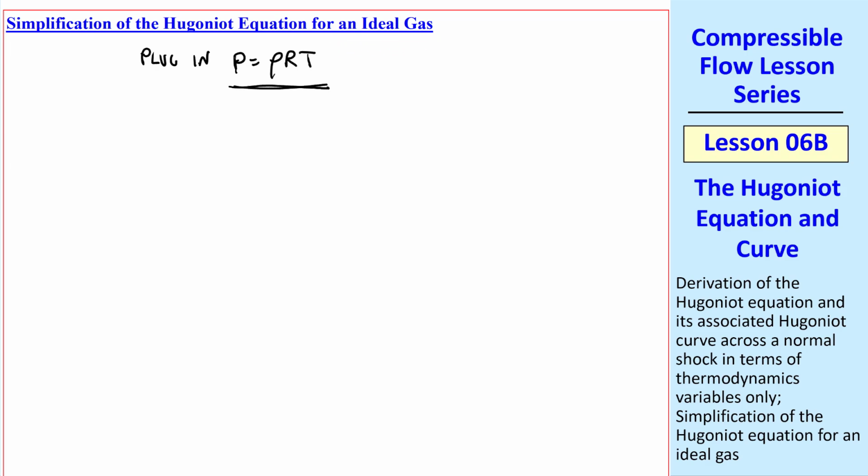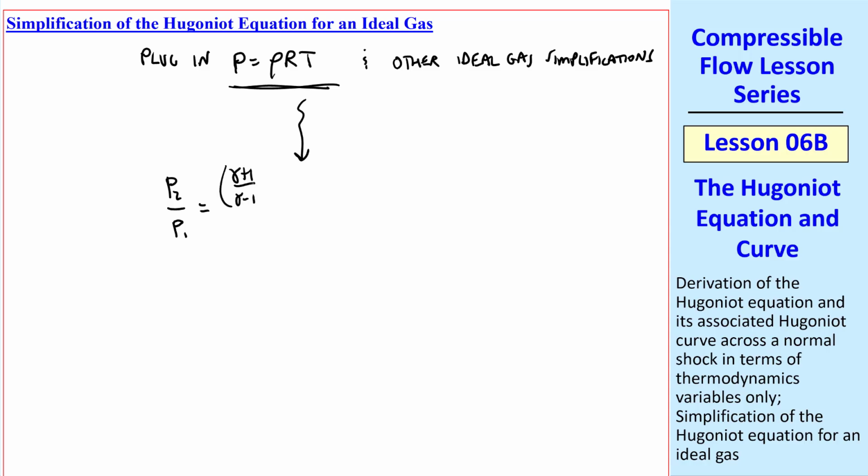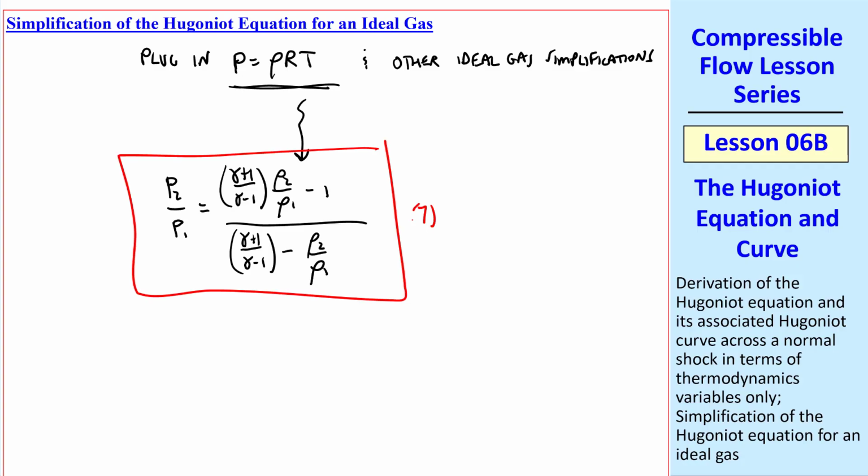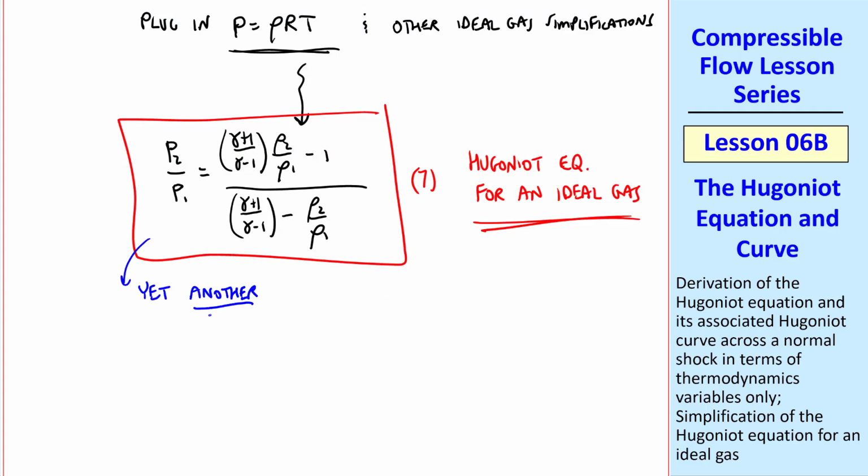We plug in our ideal gas law and any other ideal gas simplifications as needed. And again, sparing you all the algebra, you can rewrite the Hugoniot equation as P2 over P1 equals (gamma plus 1 over gamma minus 1, ρ2 over ρ1, minus 1) over (gamma plus 1 over gamma minus 1, minus ρ2 over ρ1). This I'll call equation 7, which is the Hugoniot equation for an ideal gas. Note that this equation 7 is yet another equation for the pressure ratio P2 over P1 across the shock.